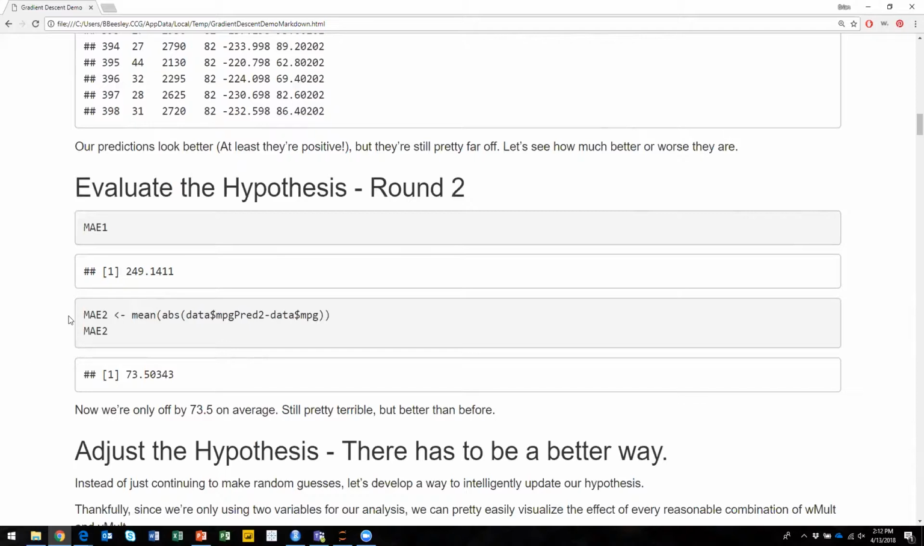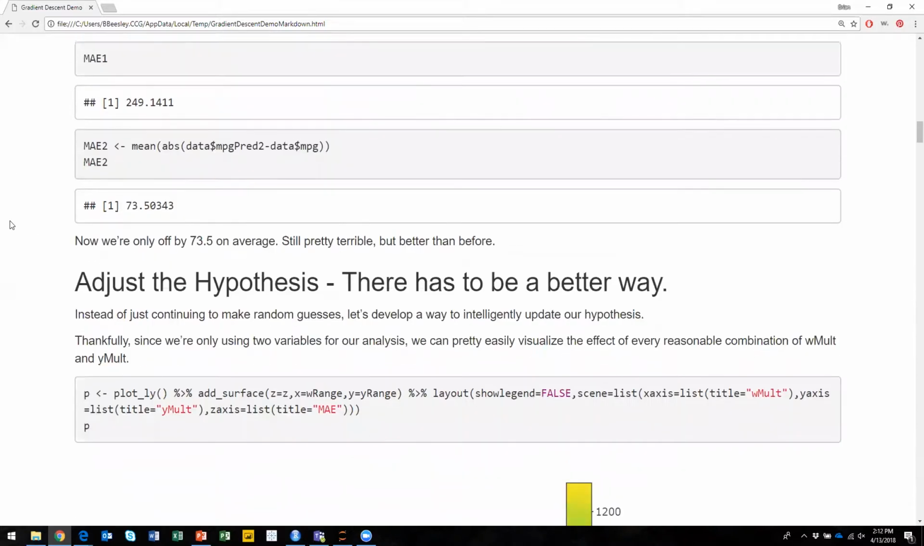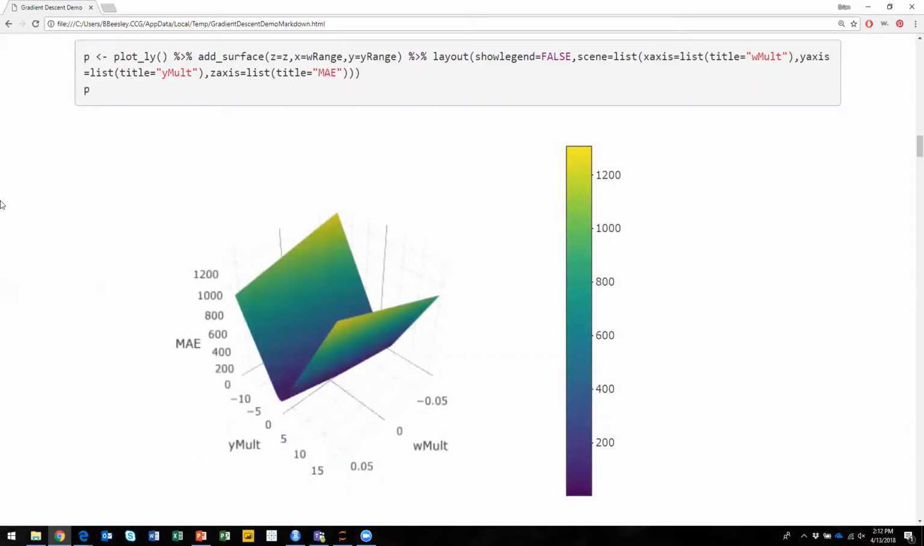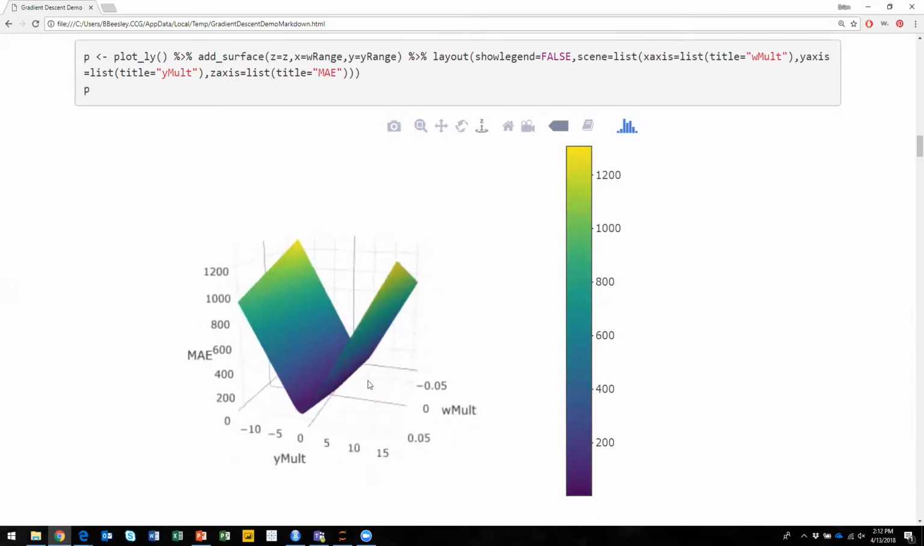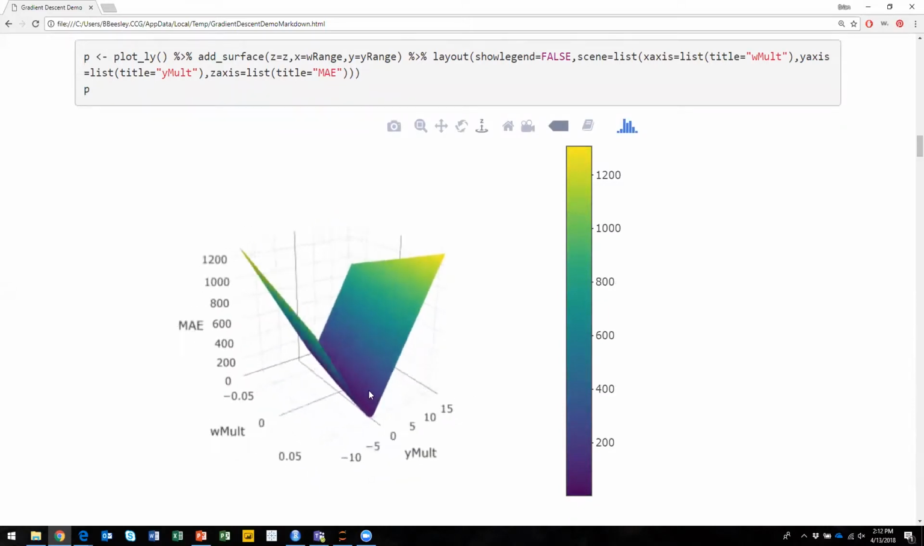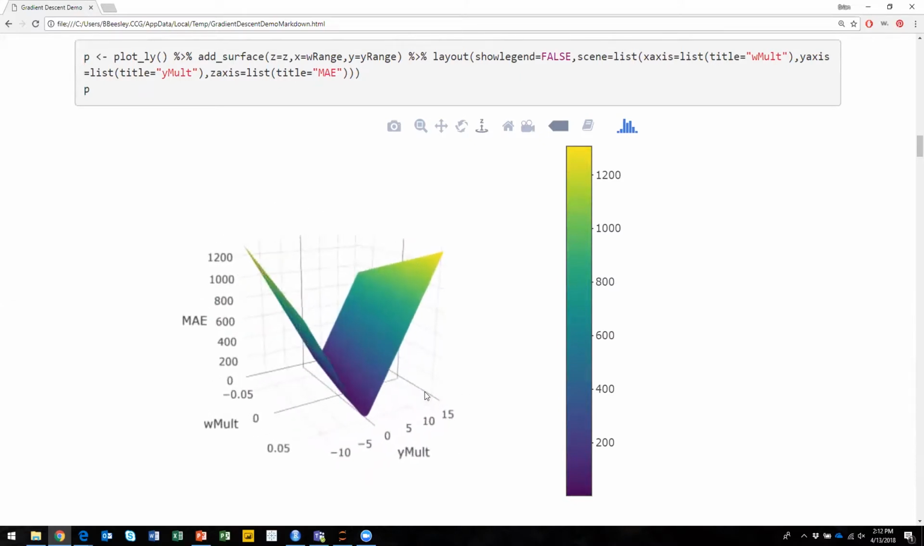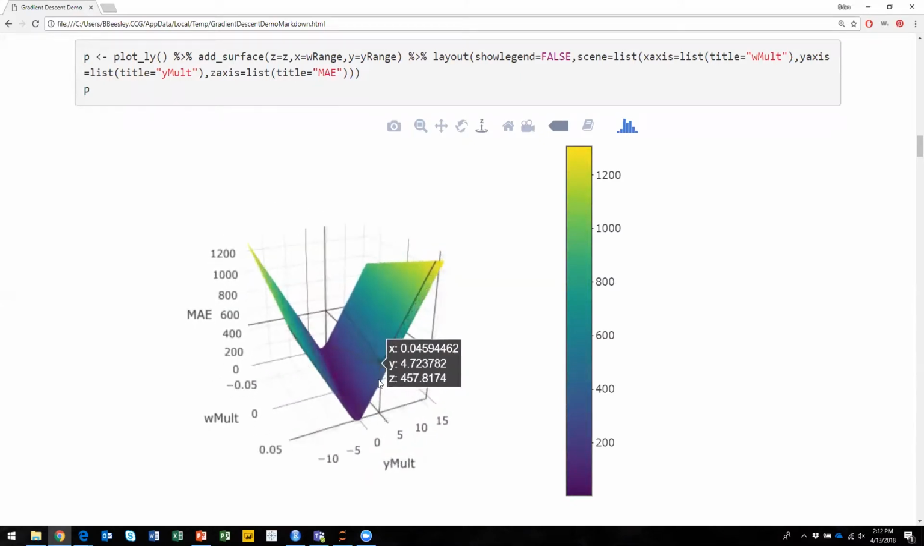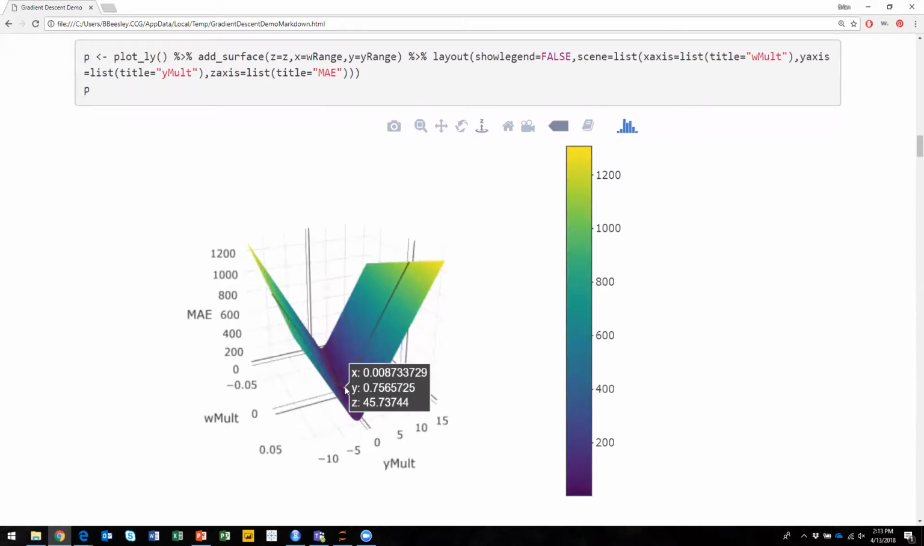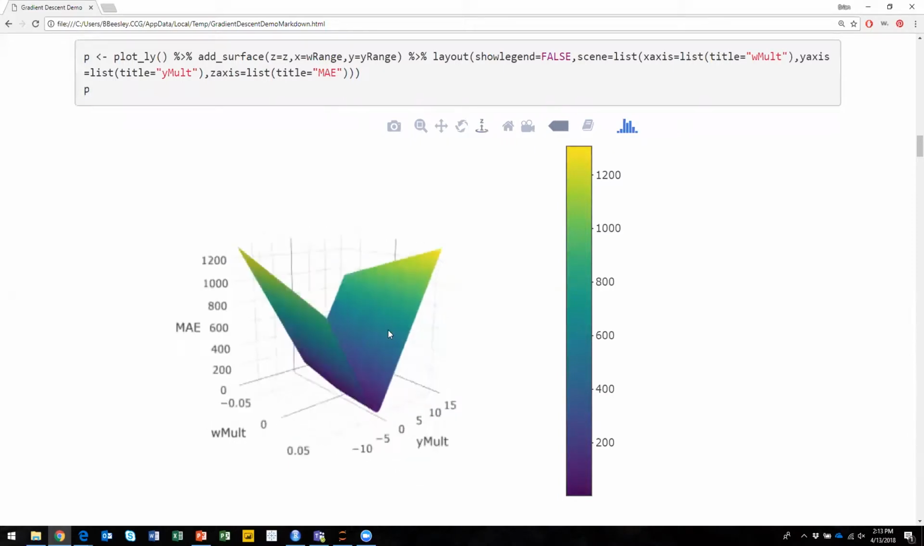Thankfully, since we only have 2 variables in this current analysis, we can actually plot everything and pretty easily visualize all of the reasonable sets of answers, right? What all of our weight multipliers and year multipliers could be. And if we do that, we get a curve that looks like this, okay? So you can see on the vertical axis, we've got our mean absolute error, and if we were to choose this combination of year multiplier and weight multiplier, we would get an MAE of 309, and if we move down here, we'd be at 45.